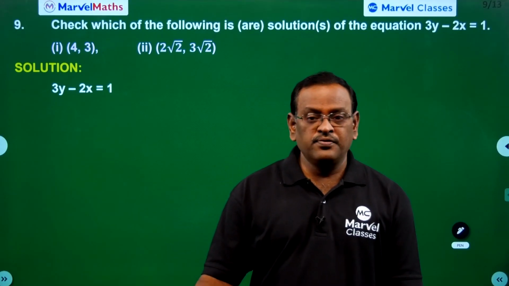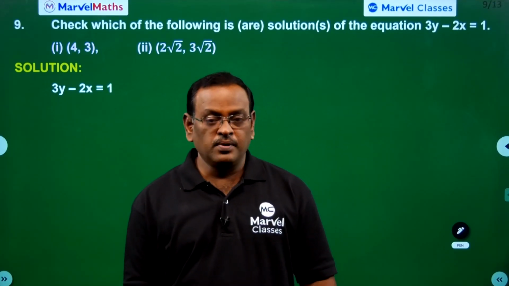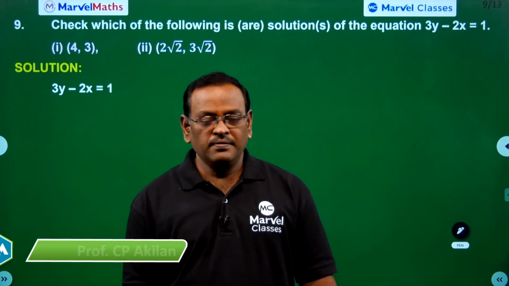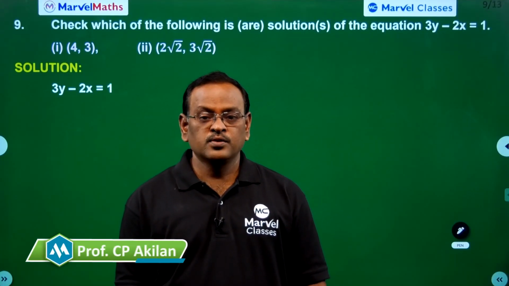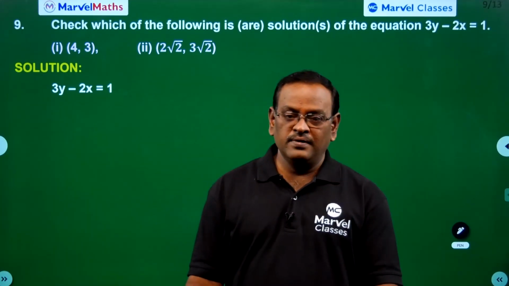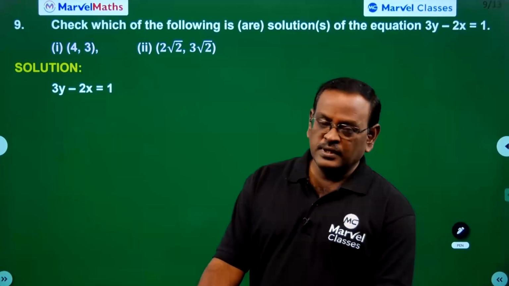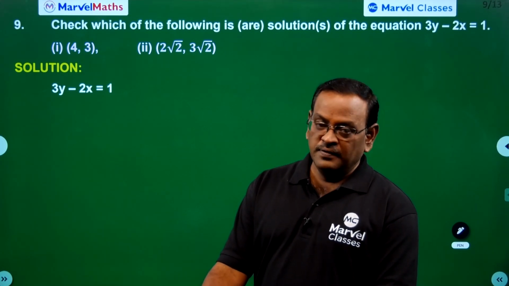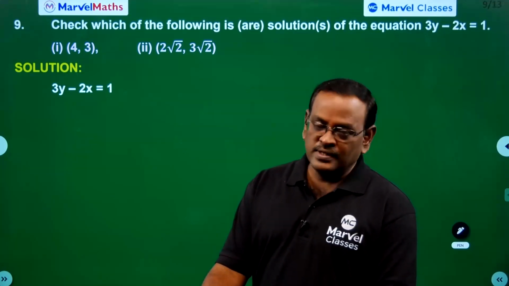This is an example for a linear equation in which points are in integral form as well as irrational form. Verify whether those 2 points are solutions or not. So, how to verify whether it is a solution or not? Substitute the given point's x coordinate value and y coordinate value in the linear equation. If it satisfies, it is a solution, otherwise not a solution.